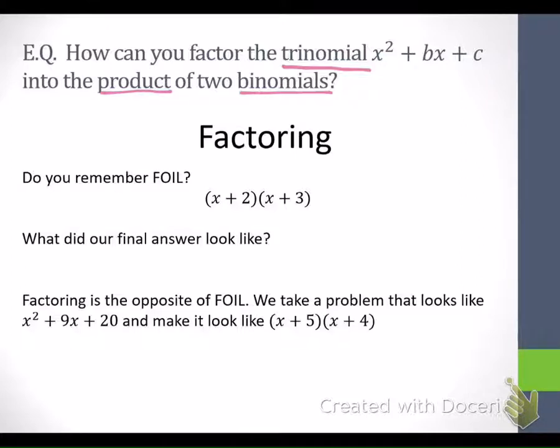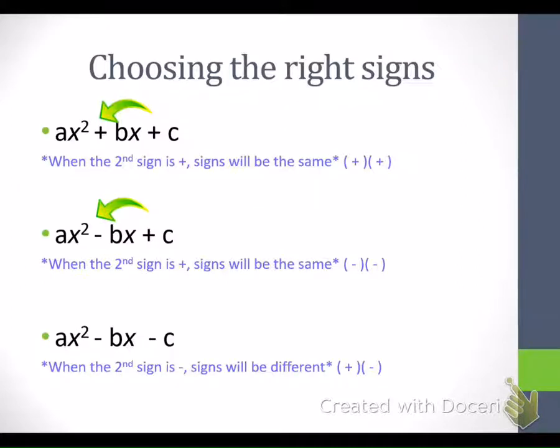All right, now here's how we're going to do that. The first thing you have to understand is choosing the right signs. We have to choose the right signs for these binomials or everything's going to be off. The numbers are going to be off and obviously the answer is going to be wrong. So it's imperative that you understand how to find the signs. So look at these examples. Ax squared plus bx plus c. When the second sign is, now go to the next example.